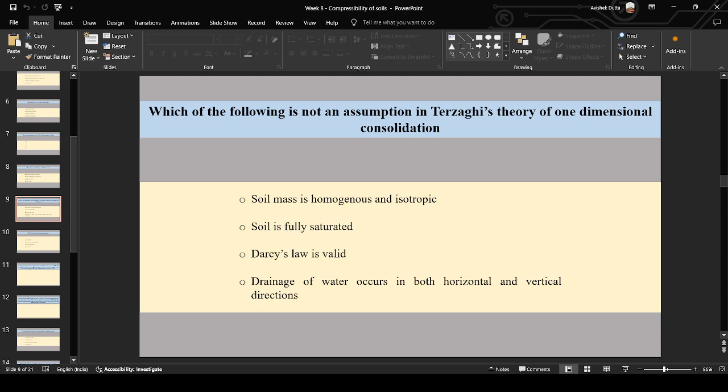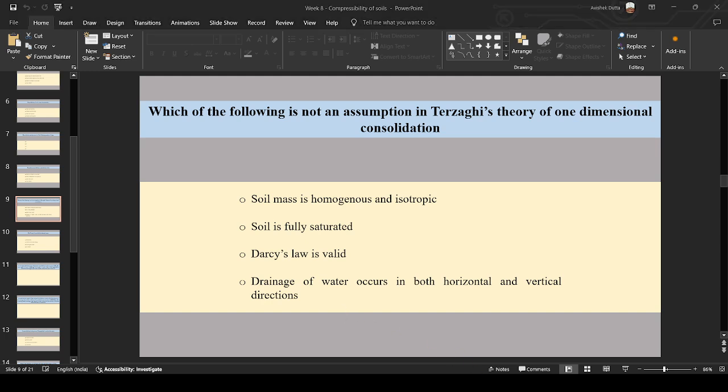I'll repeat the question once. Which of the following is not an assumption in Terzaghi's theory of one-dimensional consolidation? Your options are: soil mass is homogeneous and isotropic; soil is fully saturated; Darcy's law is valid; or drainage of water occurs in both horizontal and vertical directions. I hope the question was clear. I'll go to the next question.